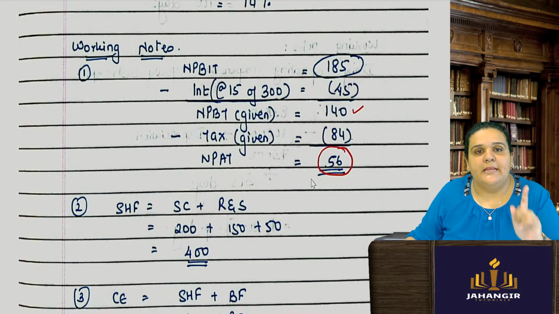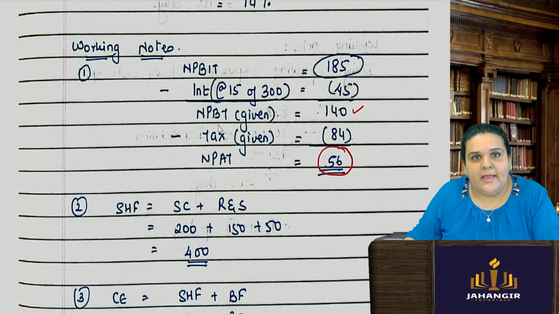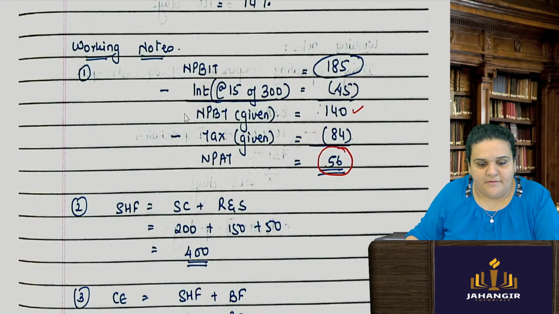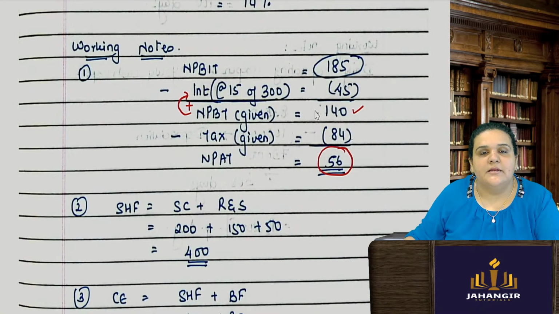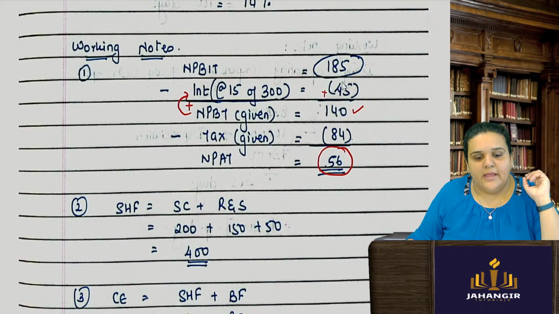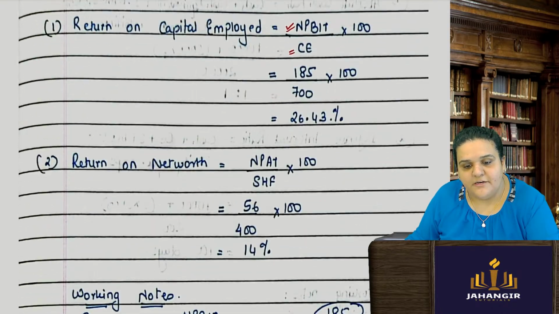But I also need my NPBIT. So if I add my interest to NPBT, going in reverse, I'll get NPBIT. I know my interest. How do I know it? It is 15% on 300. So 15% on 300 is 45. So to 140, if I add 45, it will come to 185. So I have my NPBIT. I also have my net profit after tax. Now I need my shareholders' funds and capital employed.